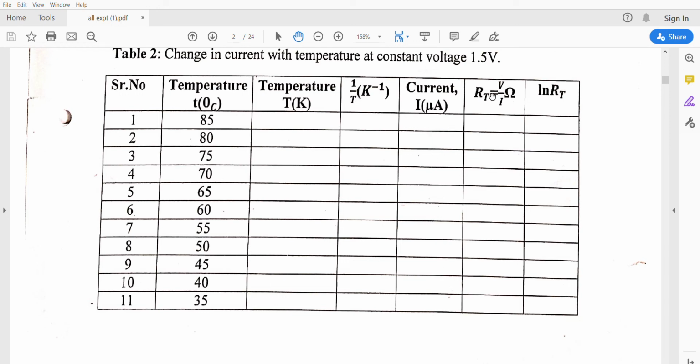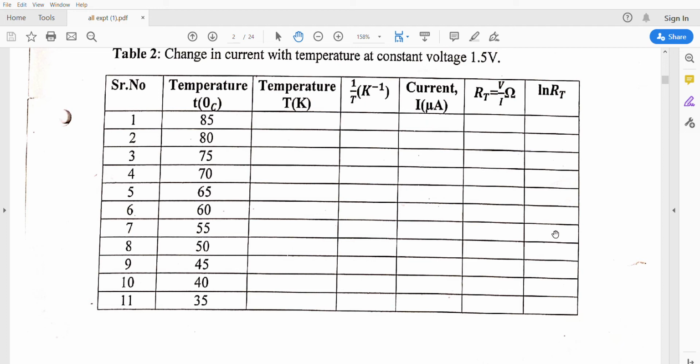After that, measure the resistance at the particular temperature. So we have to calculate the resistance at the particular temperature by taking the ratio of voltage upon current. So we will get the resistance in ohms. When you take the ln RT function, we will get the ln RT, which gives us the resistance at the particular temperatures.